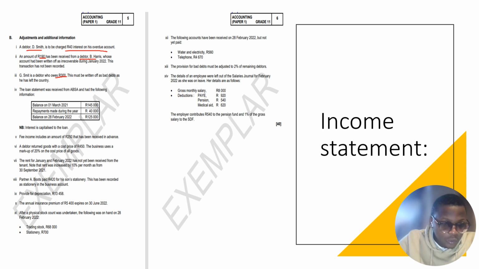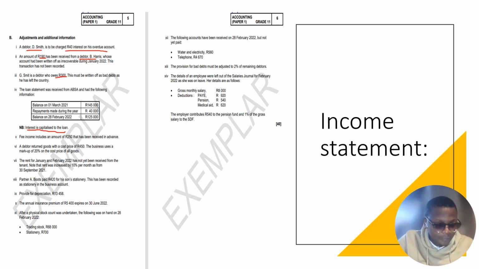And then moving on to the next one, the loan statement received from ABSA had the following information: balance at the beginning of the year, repayments, and balance at the end of the year. If they give you this information, they want you to calculate interest expense. How do you calculate interest expense? You just have to say opening, which is 145. You need to add the repayments of 40, or rather subtract them, and then after subtracting them, you get 105.